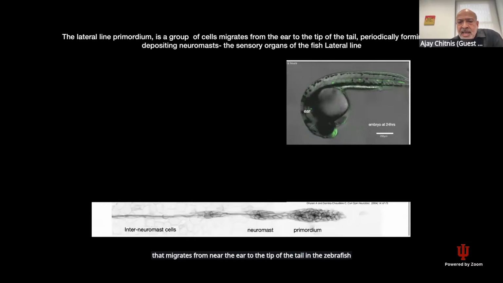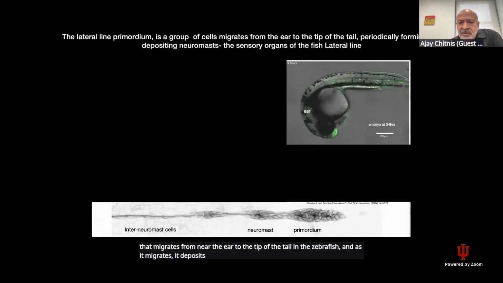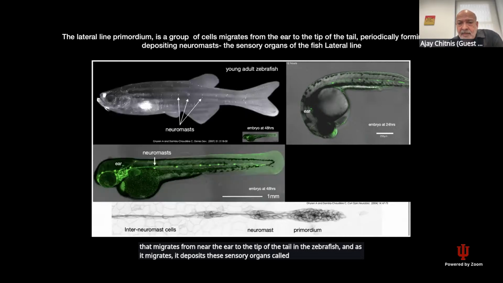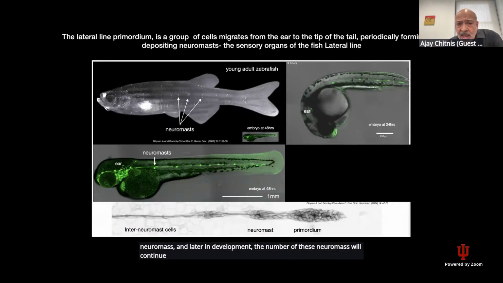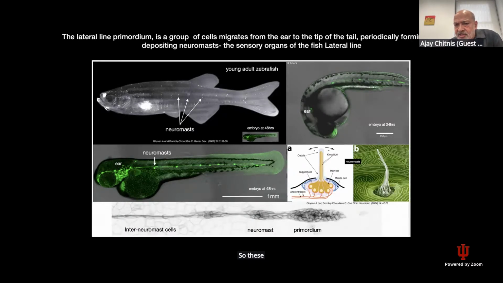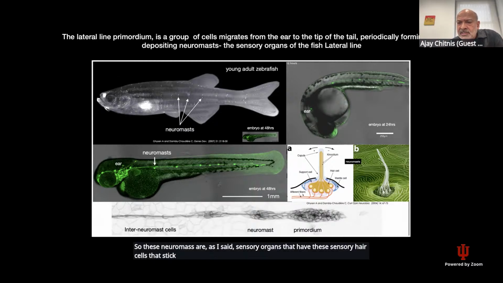And as it migrates, it deposits these sensory organs called neuromasts. By the end of about 48 hours, it has reached its destination and deposited these seven neuromasts. Later in development, the number of these neuromasts will continue to grow. These neuromasts are sensory organs that have sensory hair cells that stick out from the skin into the water, and these sensory organs help the fish detect the pattern of water flow over their body surface.